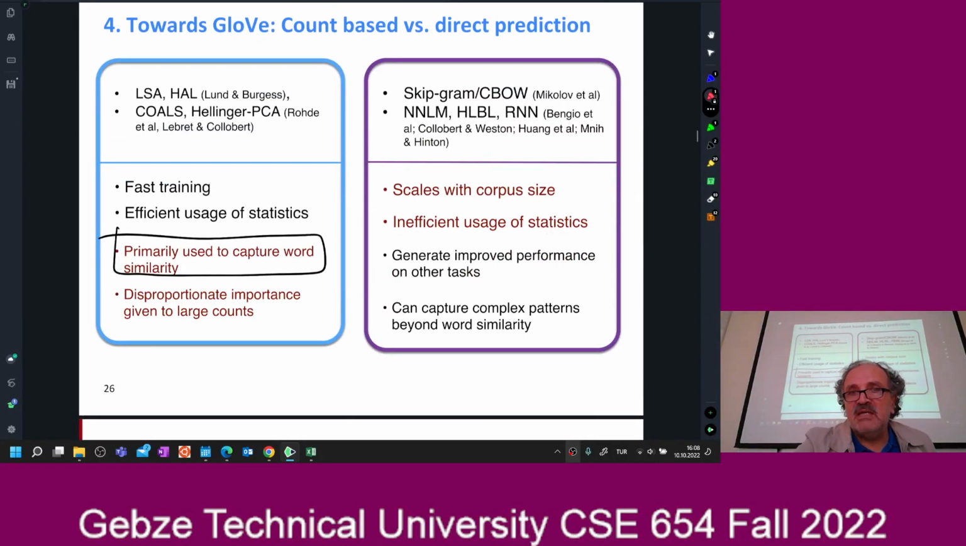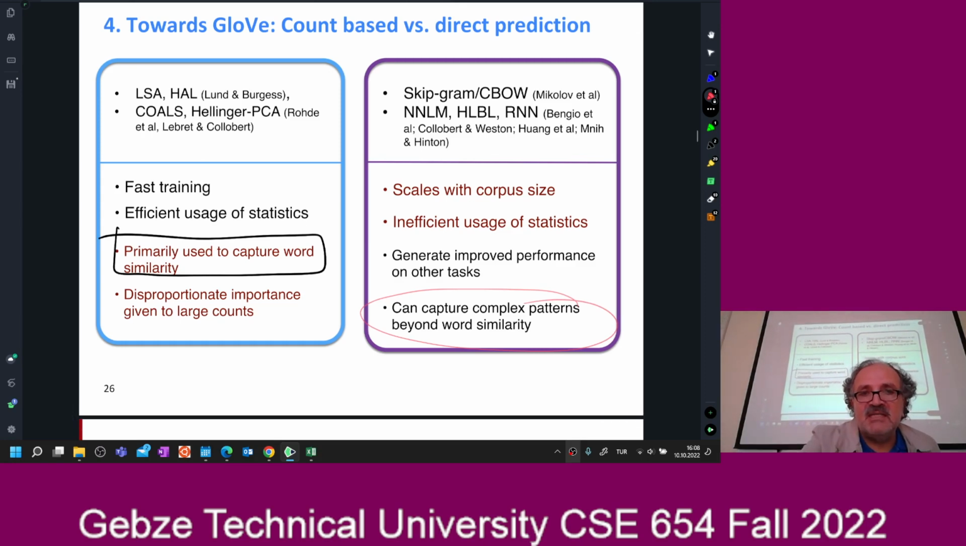So these newer approaches, there's a continuous bag of words or skip grams. They scale very well with the large corpus sizes. They don't use the statistics very efficiently. They need lots of data. Okay, and they are very generalizable. Let's say I trained it on Wikipedia and I'm running my system on the scientific papers. It works very well. And it can capture complex patterns beyond word similarity. Okay, and we are going to see what this means.